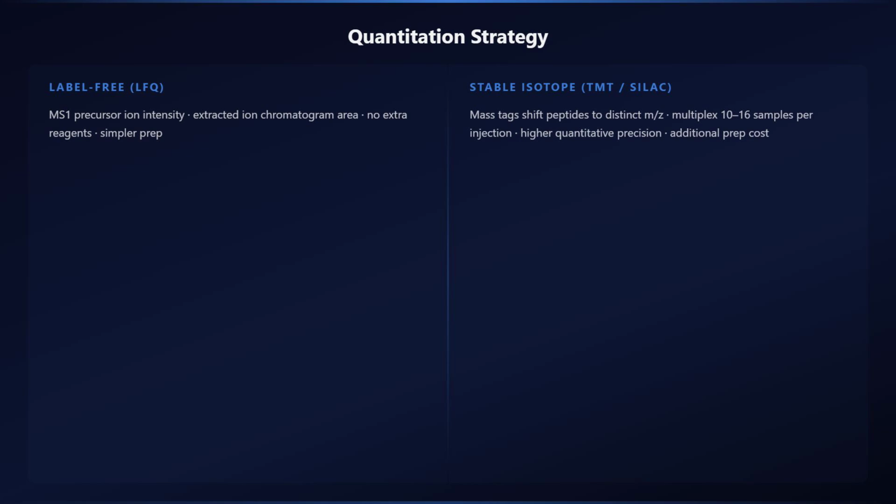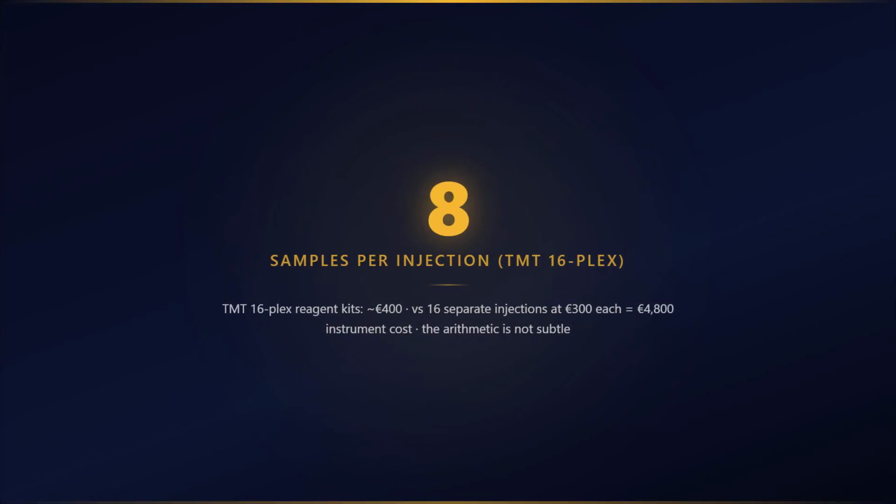Label-free quantitation uses the MS1 precursor ion intensity, the area under the extracted ion chromatogram, as a proxy for abundance. Stable isotope labeling, TMT or SILAC, incorporates mass tags that shift peptides from different samples to distinct m/z values, enabling multiplexed comparison of 10 or more samples in a single injection. Labeling increases quantitative precision at the cost of additional sample preparation steps and reagent cost.